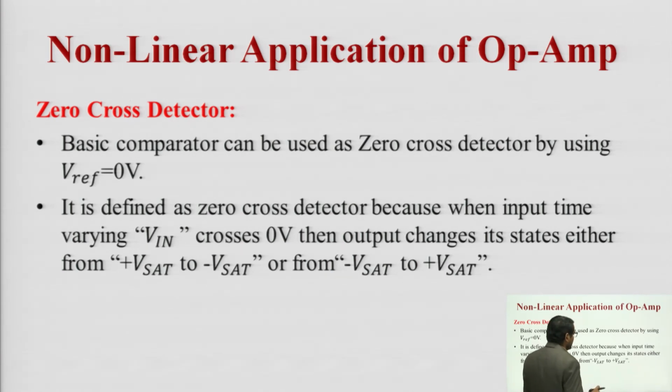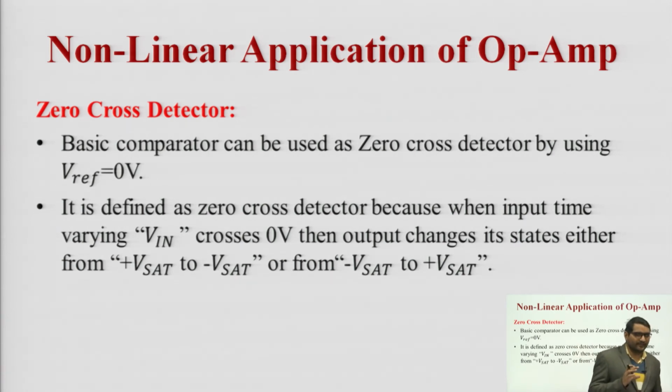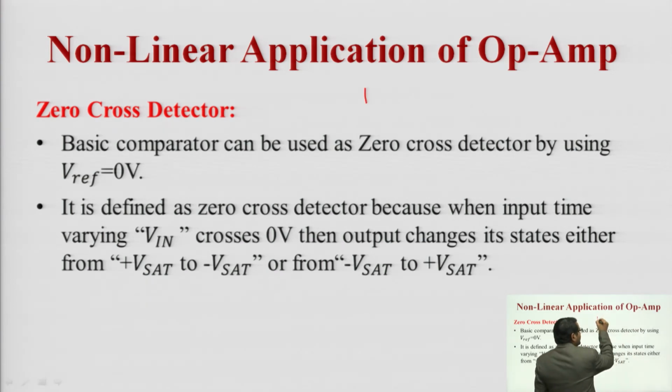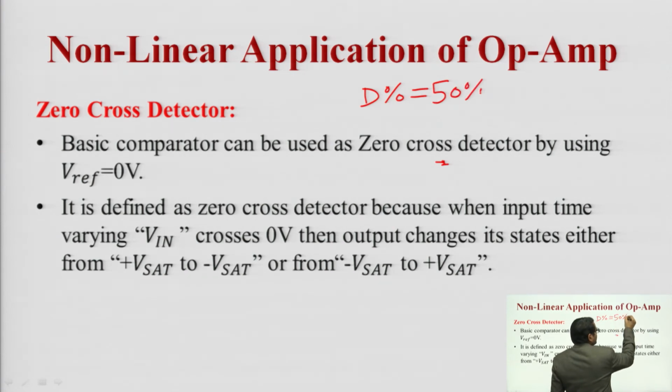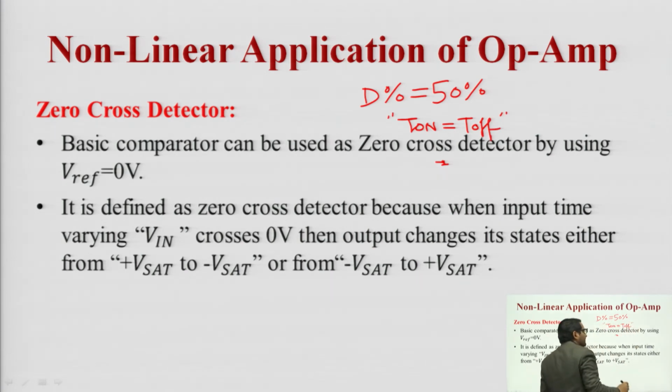We see that with a negative and a positive reference value, we cannot get a duty cycle of 50%, where the T on and T off times are equal. Let us consider a duty cycle of 50%. For a 50% duty cycle, T on must equal T off, on time and off time must be equal for the output square wave.